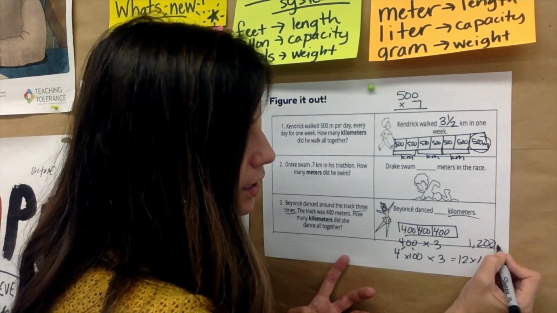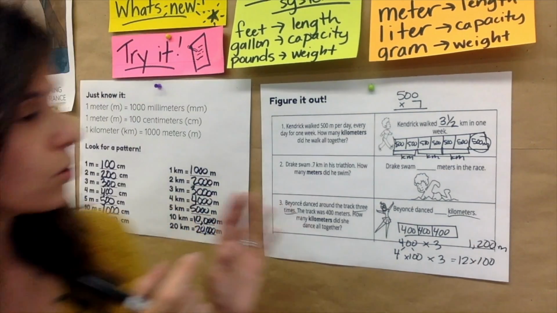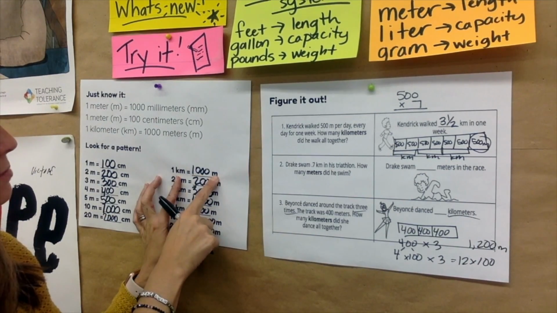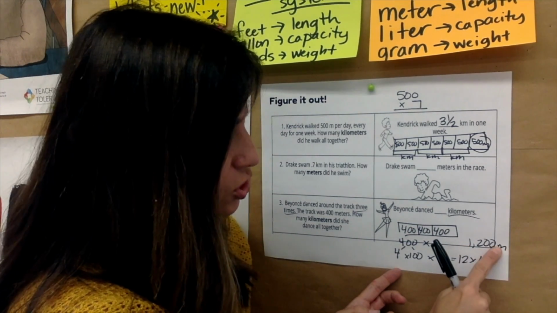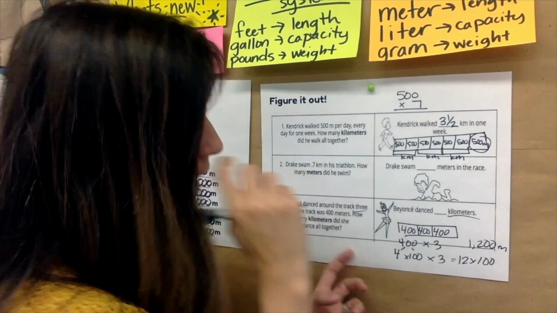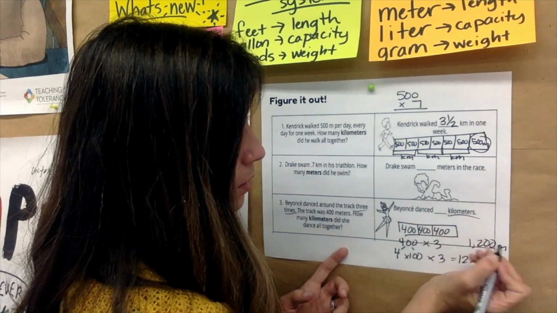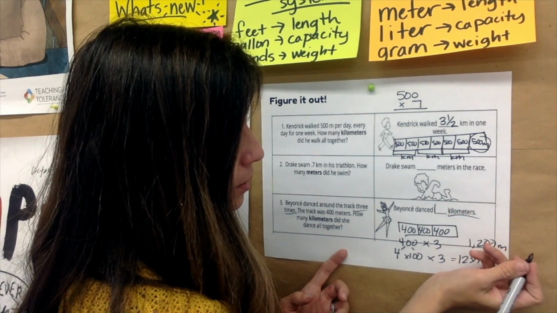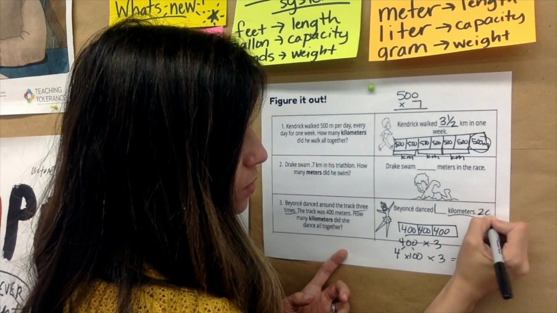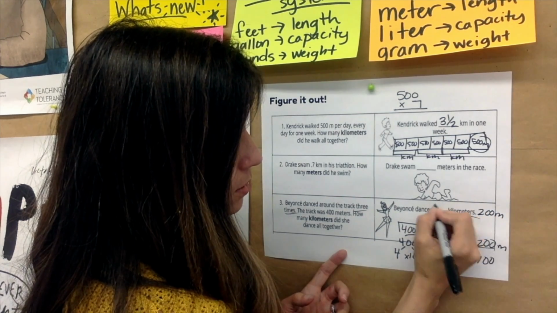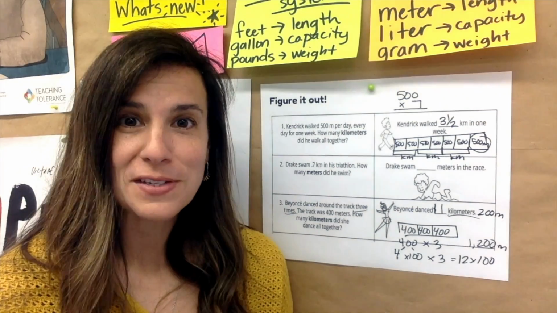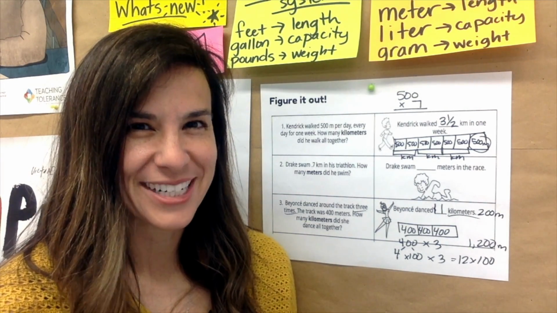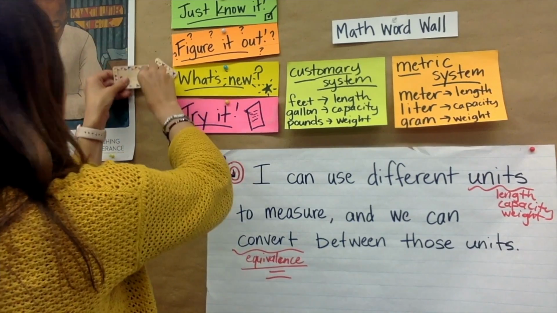We solved for it in meters. I know, according to my chart, 1,000 meters are in 1 kilometer. So I have 1,200 meters. So I have 1 kilometer and 200 meters. Let me move that over a little bit. There you have it. We solved some problems for Figure It Out. Nice work. Let's move on to what's new.